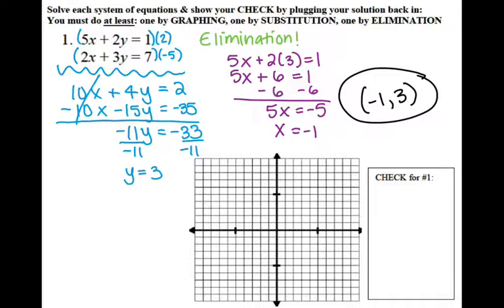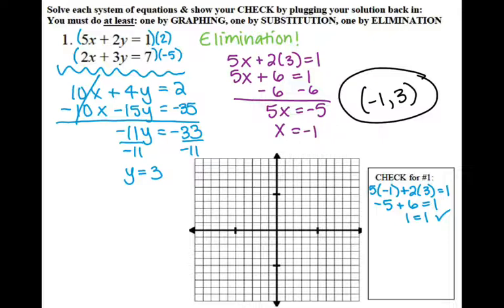Now, I do want you to check your solutions. So in order to check your solutions, what you're going to do is you're going to plug them into both equations. So I'm going to start by plugging into the first one. So I have 5 times negative 1, since x is negative 1, plus 2 times 3, and I want to see if that equals 1. So I'm going to go ahead and simplify. That gives me negative 5 plus 6. Negative 5 plus 6 most definitely is 1, so it works for the first equation.